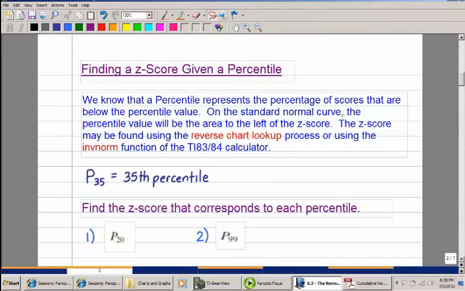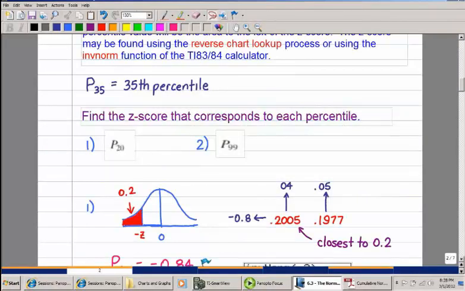So we'll do this for what I call reverse chart lookup, which is not an official name, but that's a process we'll use to find this. You'll also be able to use the inverse norm in the calculator. See the notation right here is written as P with a subscript. So P35 would be the 35th percentile. Now we're saying find the z-score that corresponds to each percentile. Here's a P20 for the 20th percentile, P99 for the 99th percentile.